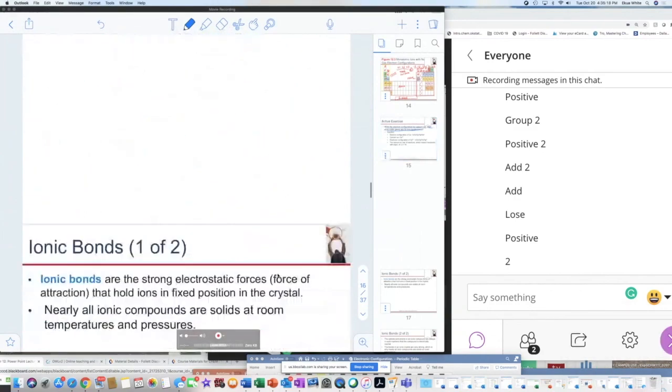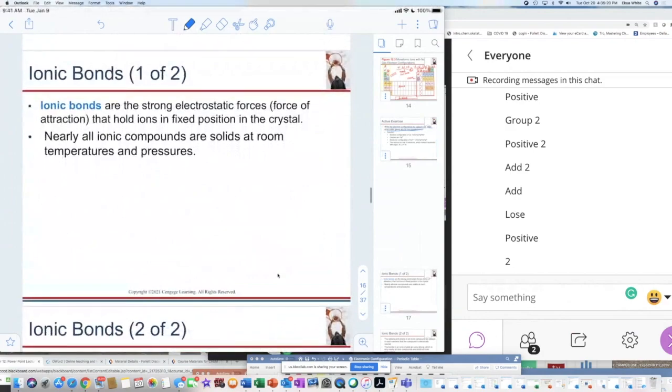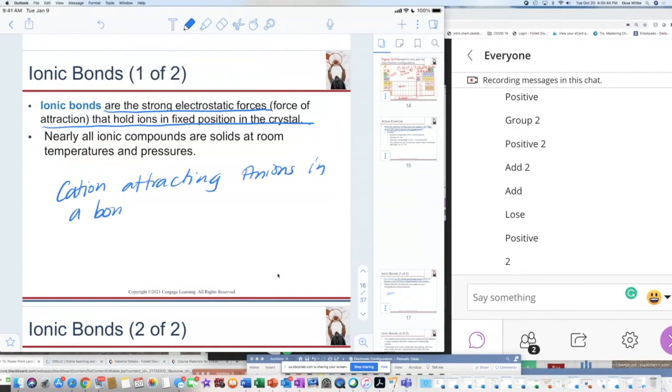Okay, so now we talk about ionic bonds. We saw that cation and anion crisscross each other, we get ionic bonds. Ionic bonds are strong electrostatic forces, forces of attraction that hold ions in a fixed position in the crystal. So we have cations that are positive, attracting anions in a bond. And then we're being told here, nearly all ionic compounds are solid at room temperatures.